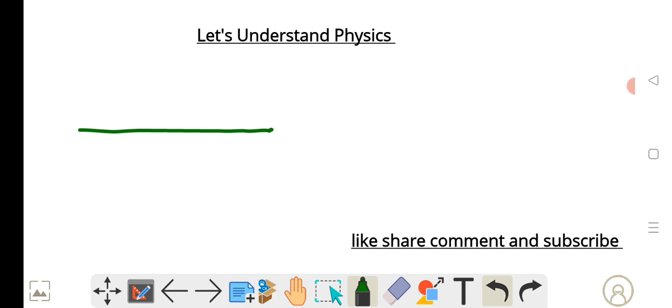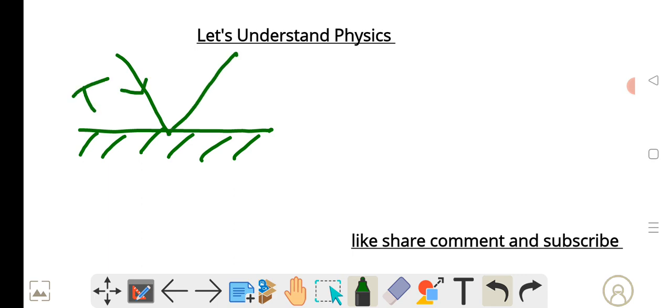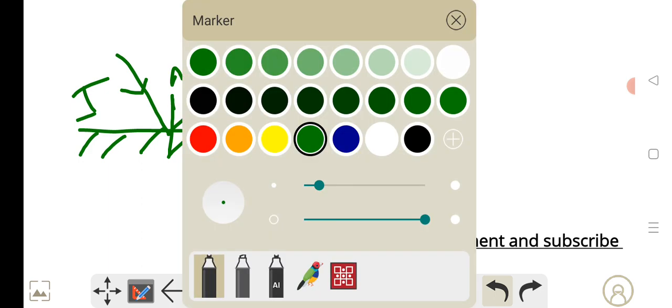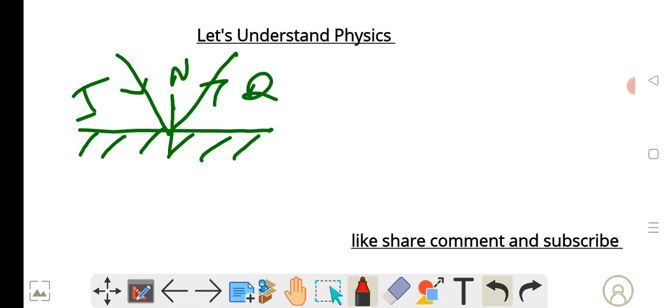Now see here, in the diagram we have rays and also we have angles, and the angles are always measured between the normal and the ray. That is very important. You have to remember this without any confusion. Angle I is equal to angle R. Other than these angles, we have other angles also.